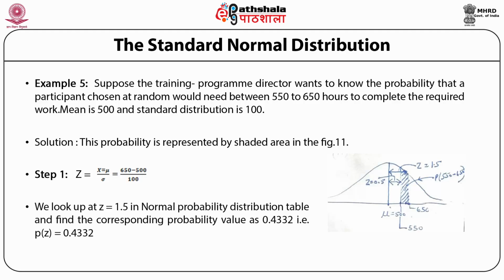We look up at z equals 1.5. After solving, we get z equals 1.5, and in the normal distribution table, if we look, we find the corresponding probability value as 0.4332. That is, the probability for z equals 1.5 is 0.4332. So the area between 0 and 1.5 is 0.4332.